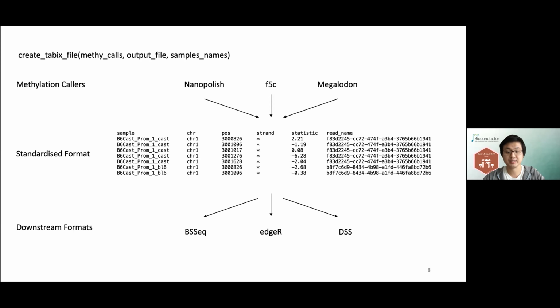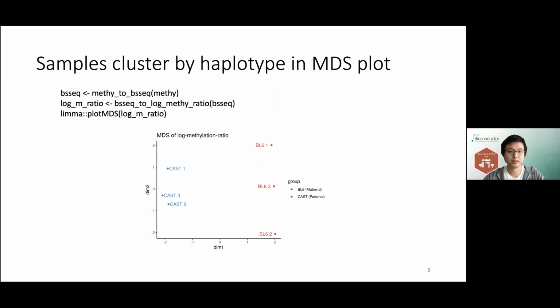And as an example of what's in my package, here are just three simple lines of code where I've taken a file that I've converted into my standard format. I've converted it into a BSseq object using this bsseq_to_log_methyl_ratio function. And then I just used the plotMDS function from limma to create this MDS plot here. This shows us there is good separation between the methylation patterns of our two different haplotypes. So the Cast samples are off to the left and these Black 6 samples are off to the right.